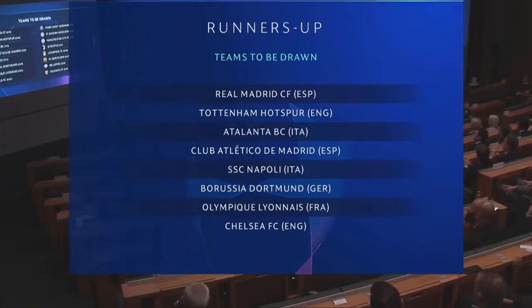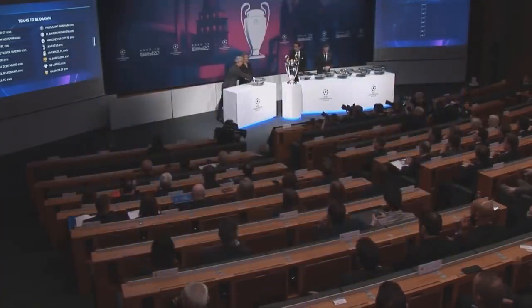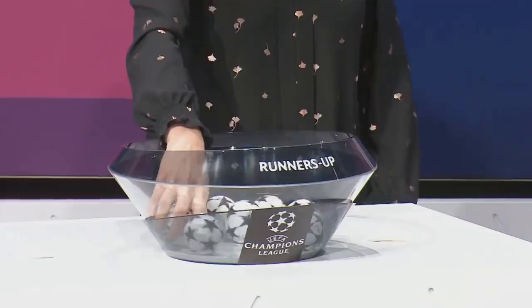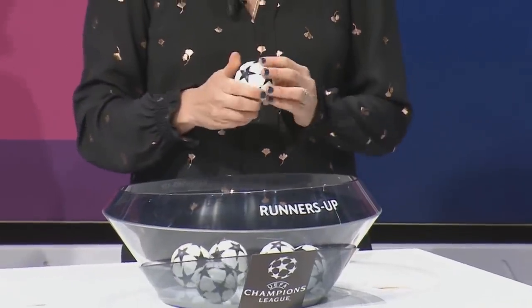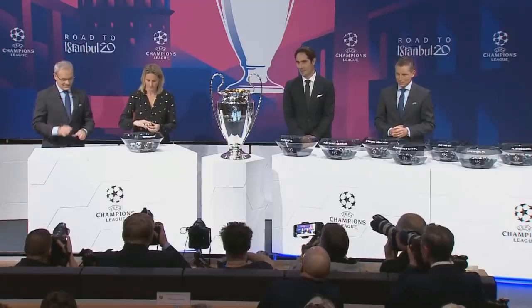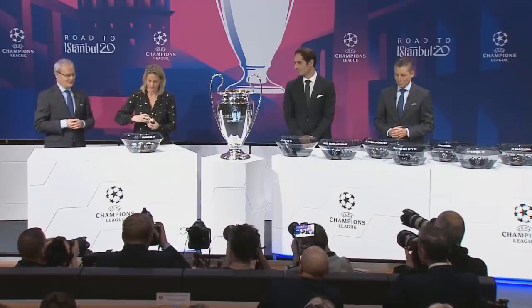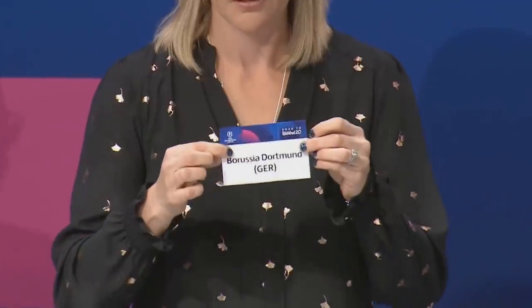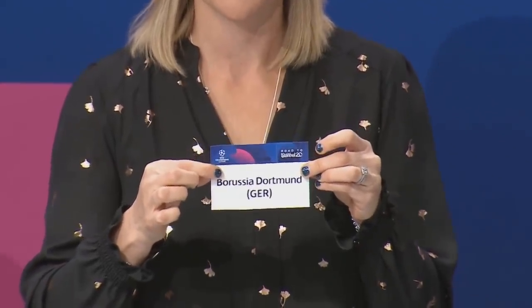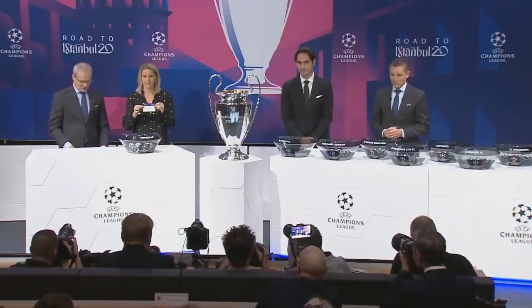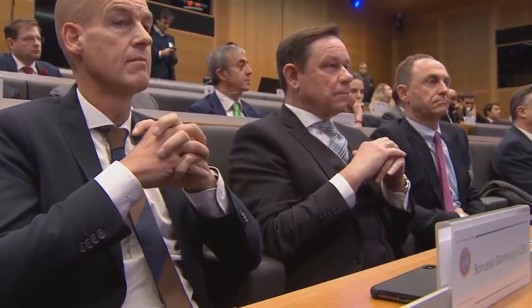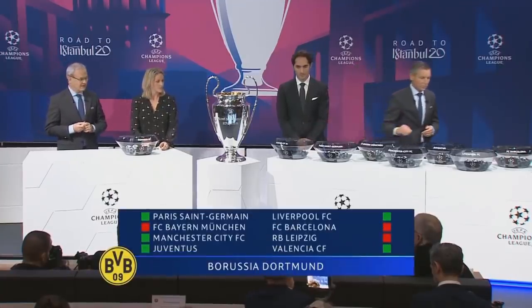Everything is ready. I will shuffle these balls for Kelly, and Kelly, please, you can start telling us which are the teams. We start with the first runner-up for the first tie of the 2019-20 UEFA Champions League. Borussia Dortmund. And the first team drawn is Borussia Dortmund. For Borussia Dortmund, we have 5 options possible: Paris Saint-Germain, Manchester City, Juventus, Liverpool and Valencia.